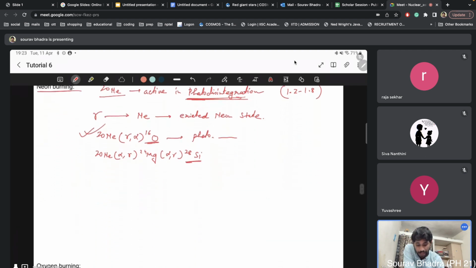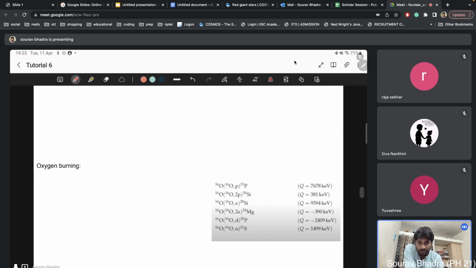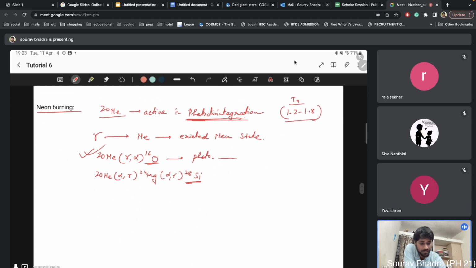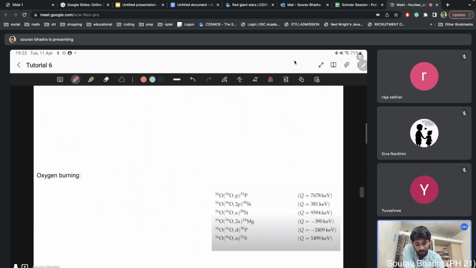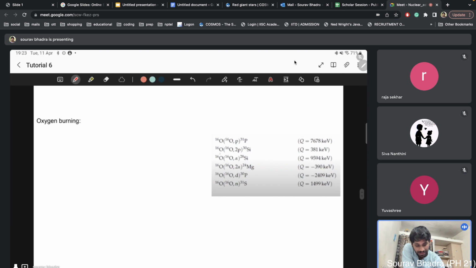And oxygen burning happens at a very high temperature, higher than this. So for oxygen, the temperature should be greater than this neon burning temperature. These are the reactions which happen in the oxygen burning state. I will not go through that. There can be origination of silicon, magnesium, this type of reaction happens, and you can see the Q values are there. These are not that important in respect to proton or helium fusion. So this reaction happens and it gives rise to silicon.